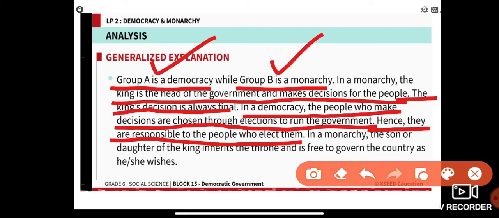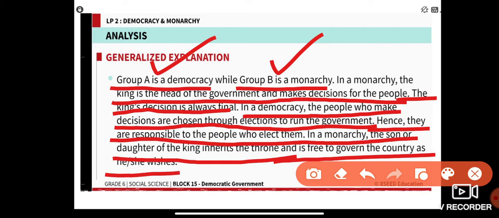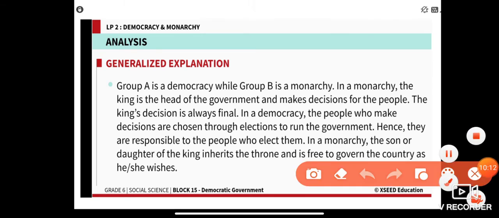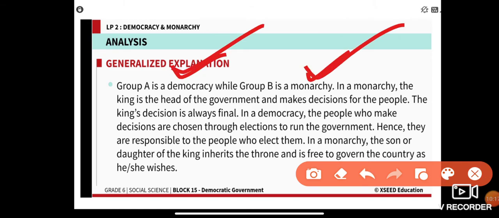In a monarchy, the son or daughter of the king inherits the throne and is free to govern the country as he or she wishes, because they simply inherit their father's throne, who is the king. So they are free to govern the country as they wish. That is the difference between group A democracy and group B monarchy. One is ruled by the people, one is ruled by the king.